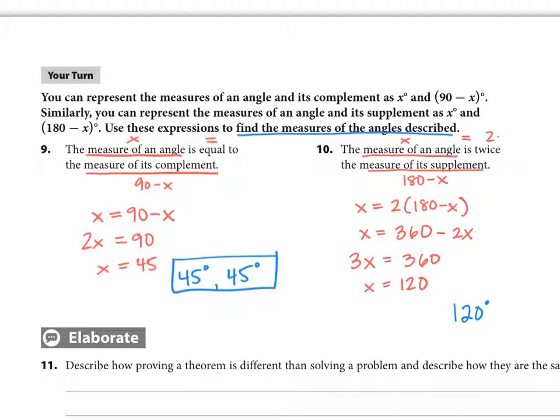If I reread the problem, that measure is twice the measure of its supplement. So it's going to be twice the measure of the other angle that it's supplementary to. If you want to, you can just subtract 180 minus 120, and you'll get its supplement. Or if you divide it by 2, right, you'll get 60. You'll get the same exact solution. Okay, so 120 is twice of the other angle, 60.